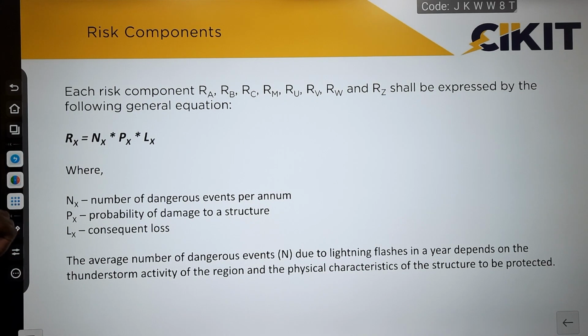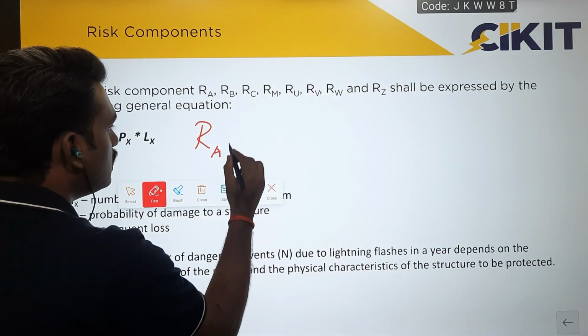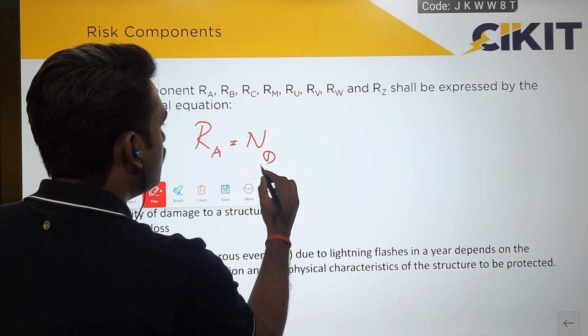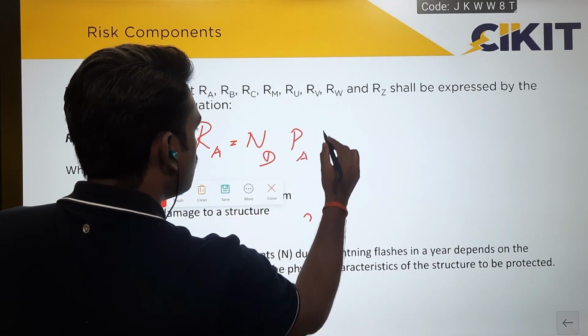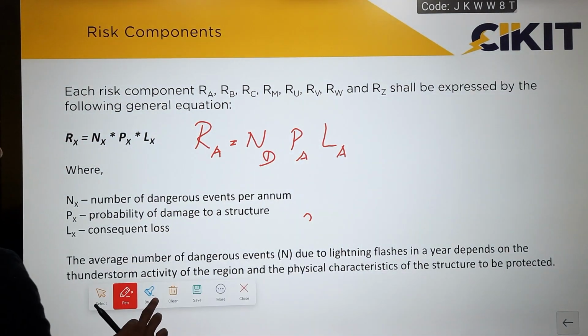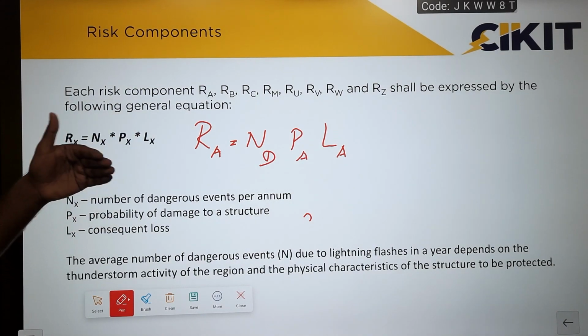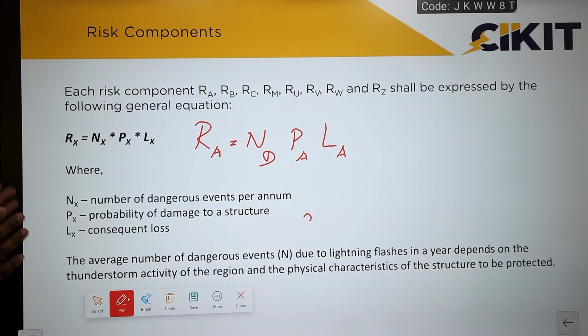If you want to calculate the value of RA, then RA will be ND into PA into LA. This is the formula for calculating RA. Similarly, there is a different formula for RB, RC, RU like that. We have to calculate the value of each and every component, and we have to add those components together to find the value of R1.